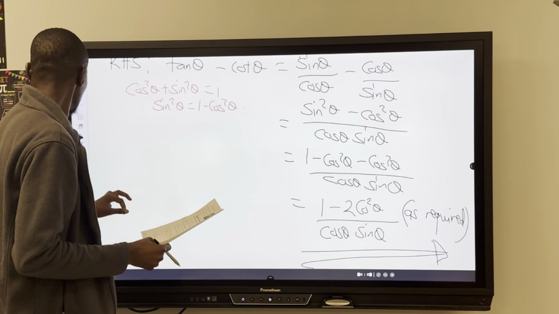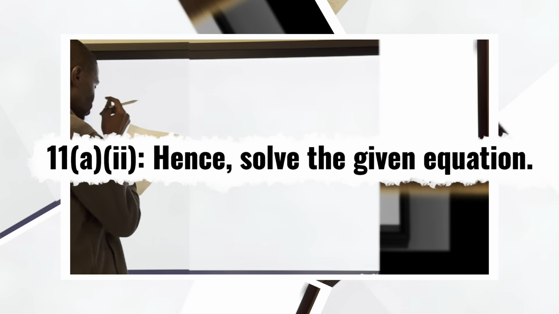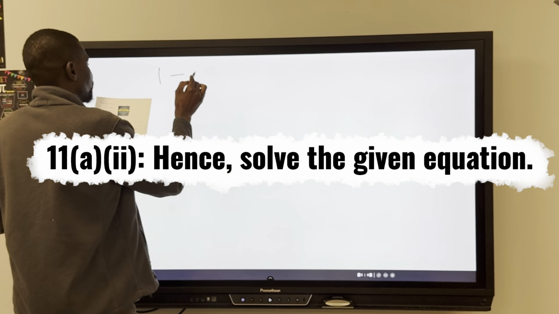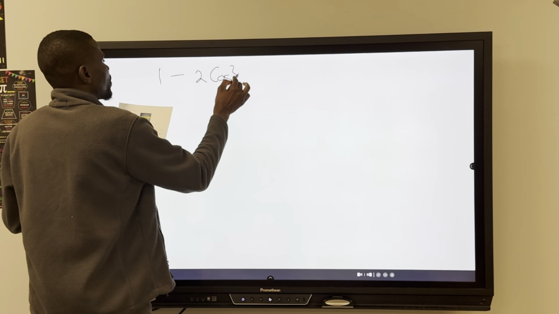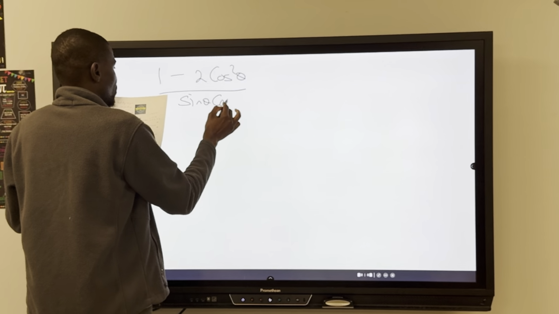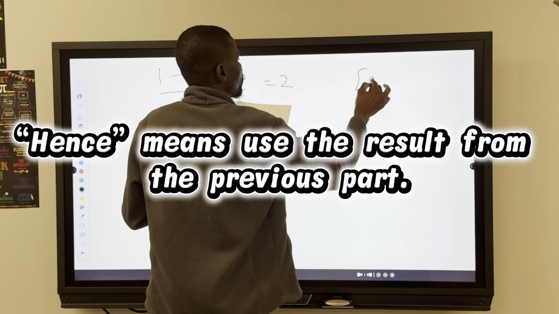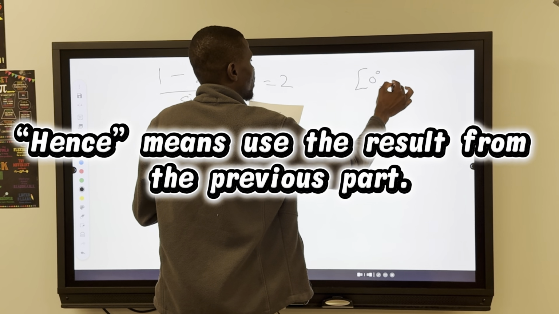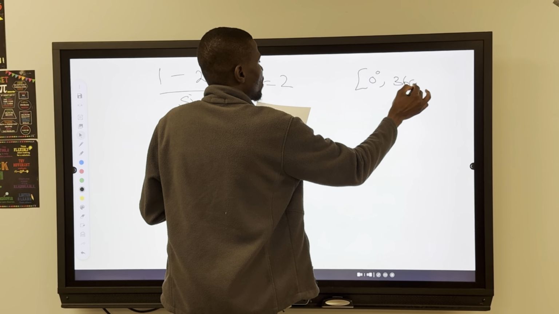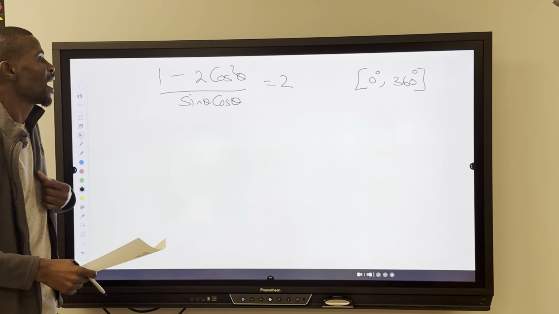So item 2, it's hence. So in math, hence means use the above result. So we want to solve (1 minus 2 cos squared theta) over (sine theta cos theta) equal to 2, right? So we are solving for all values between 0 and 360 degrees inclusive.